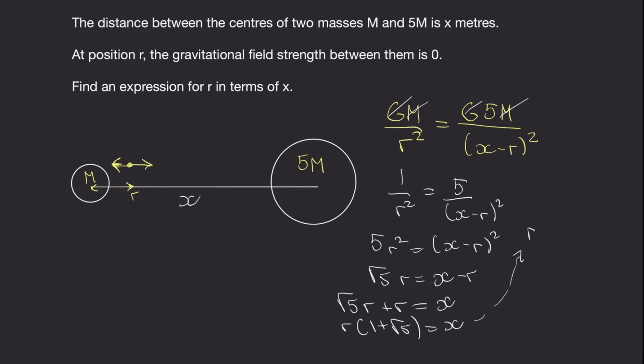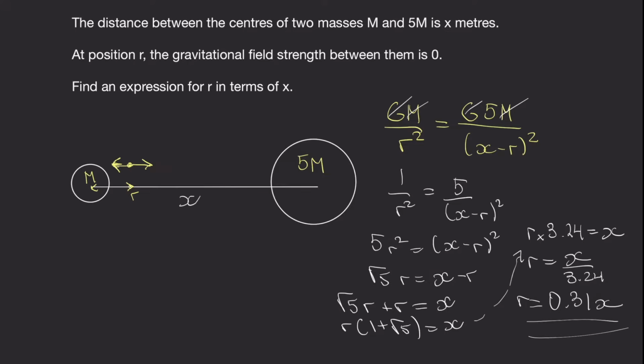So we get r multiplied by 3.24 is equal to x. We're looking for r in terms of x, so r is going to be x over 3.24.